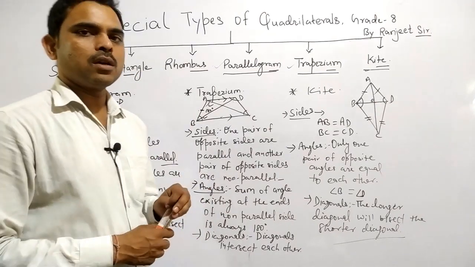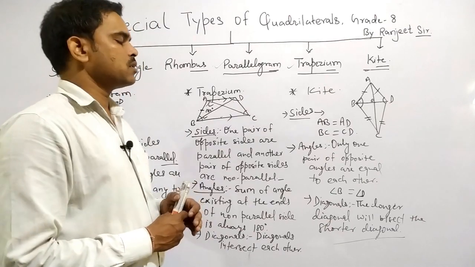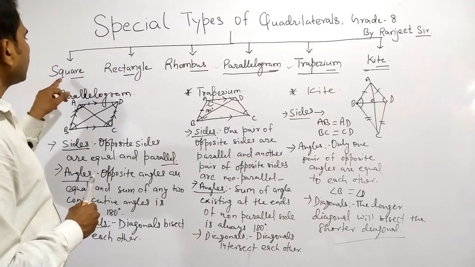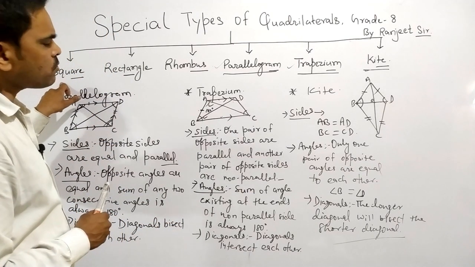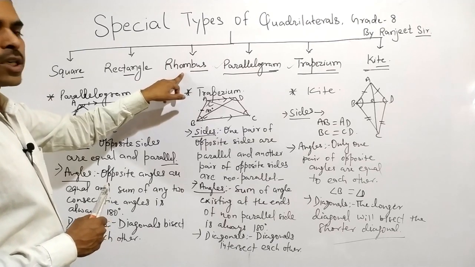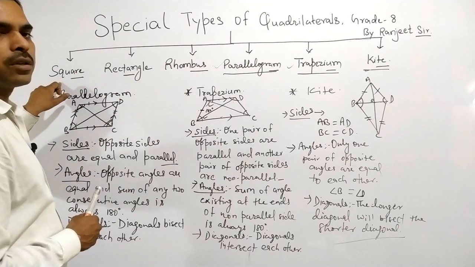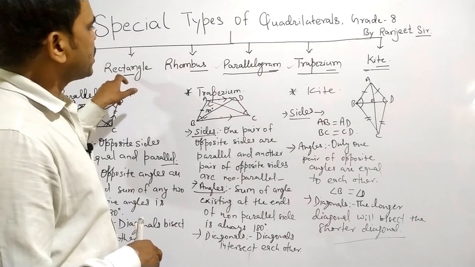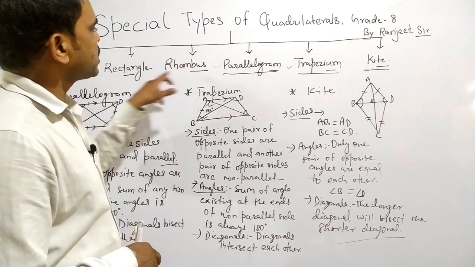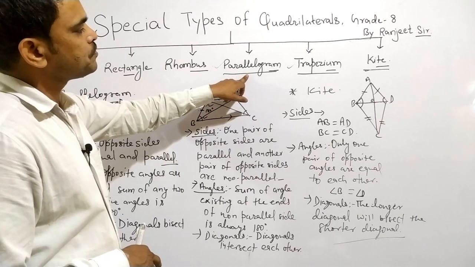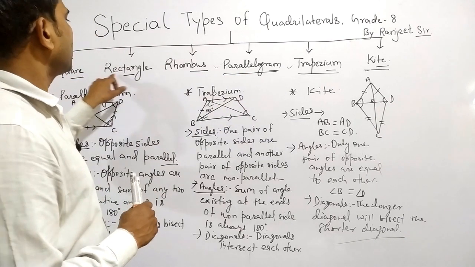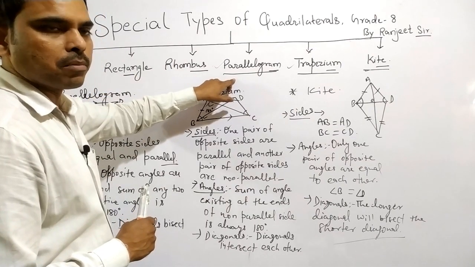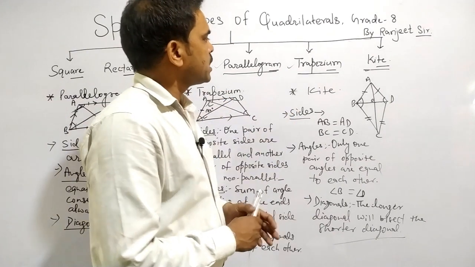and that is why I suggest to the students that you must write in the note like all the square will be a rhombus, but all the rhombus cannot be a square. In that way, rectangle, if I compare about the rectangle and parallelogram, all the parallelogram will not be a rectangle, but all the rectangle can be a parallelogram. Okay. Another one is there, trapezium.